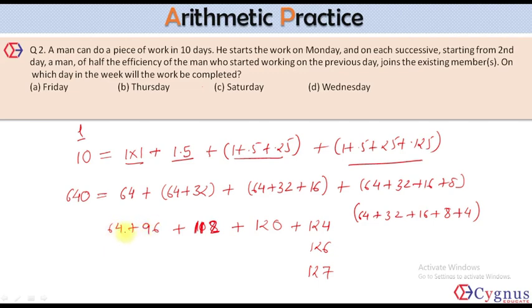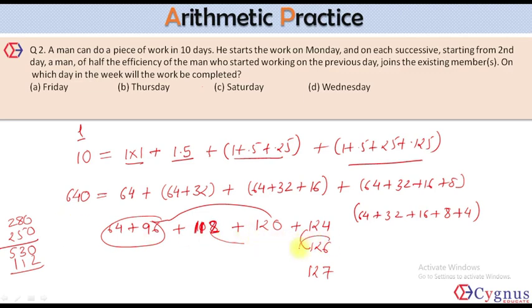Let's look at this. This will give you 160, 160, and this 120. This will give you 280. 280, the sum of these two will give you how much? 250. So 280 plus 250, that is equal to 530. And when you add 112 here, that will exceed 640. That means your work will be finished on this day. You don't require this one. So how many days of work? 1, 2, 3, 4, 5, 6. They started the work on Monday. They'll say Monday, Tuesday, Wednesday, Thursday, Friday, Saturday. So the work will be finished on which day? Saturday.